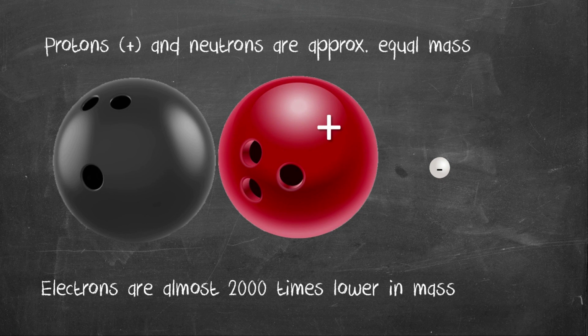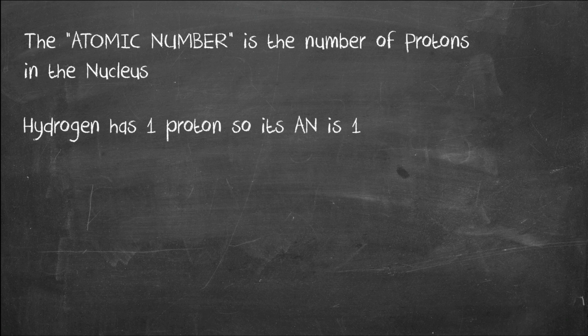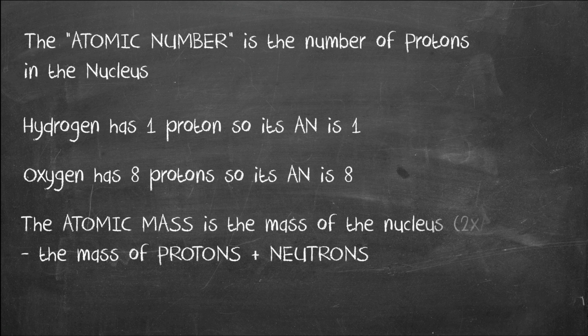mass of an atom. The atomic number is the number of protons in the nucleus. Hydrogen has one proton and its atomic number is 1. Important to note, there are no neutrons in hydrogen. Oxygen has 8 protons and its atomic number is 8. The atomic mass is the mass of the nucleus, which is 2 times the atomic number, because that is the mass of the protons and the neutrons.